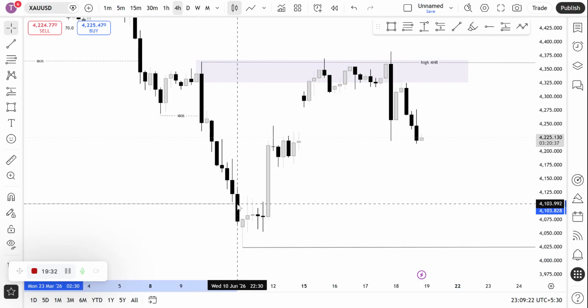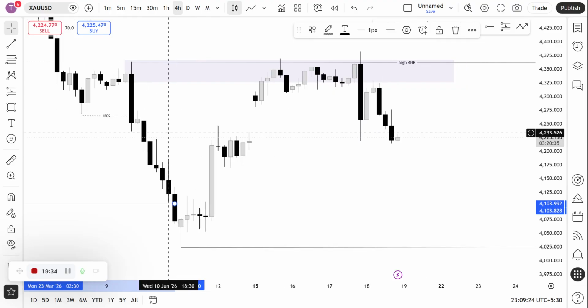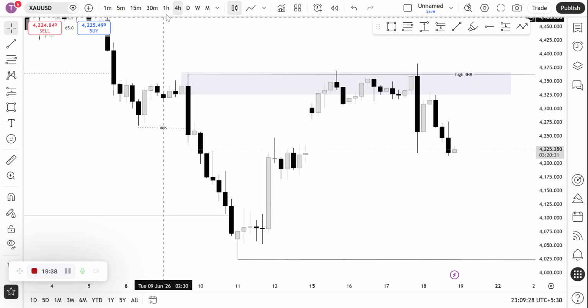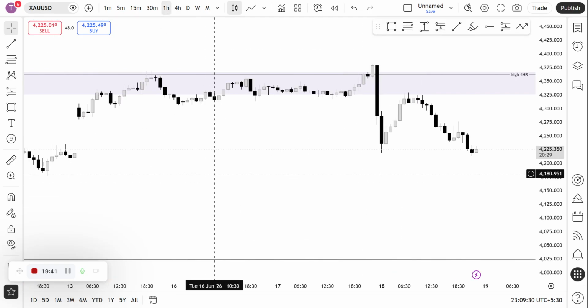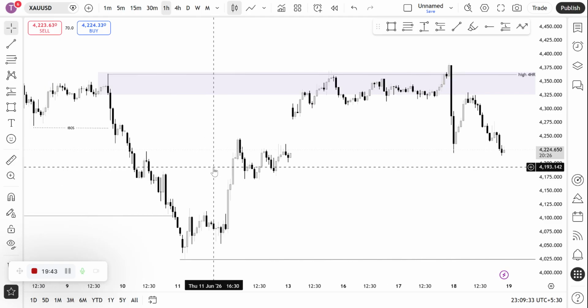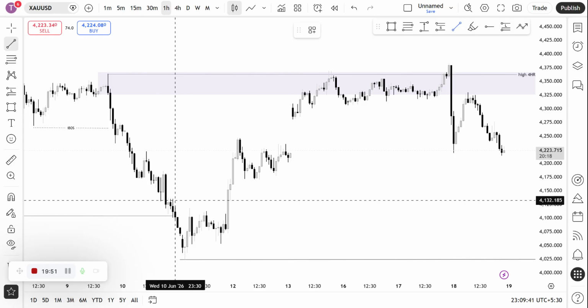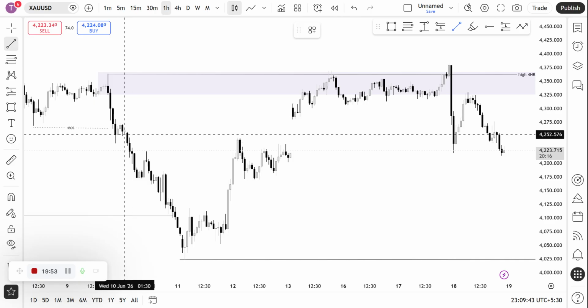And then on my 4-hour, this is the break of structure. Okay, fine. Then what am I doing? I'm going to scale down to my 1 hour. So on my 1 hour, what am I looking for? I'm going to mark again the internal market structure. Okay, simple. Which one is the internal market structure? As you can see, market was moving to the downside.